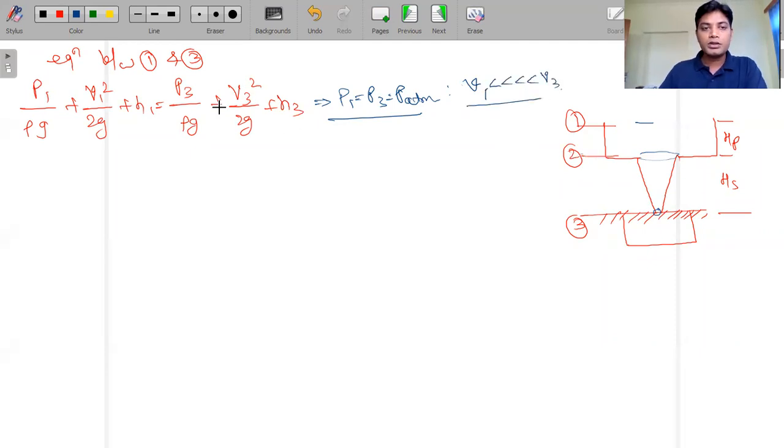So this is V3 and H1. This is H1, measured from the datum level. From here, H1 will be equal to this much. So this is the H1.